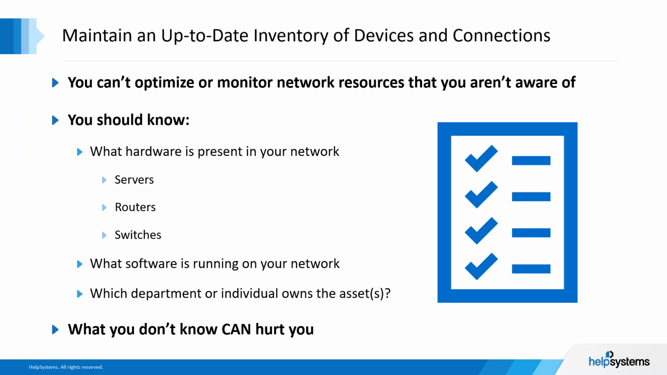So we want to make sure that we're in the know, and that we have an idea of what hardware is present within our network. And it's not just the hardware, it's the software that we need to be cognizant of and aware of. And we need to figure out who's using what software, so we can do that by individual departments. So what hardware is present in your network?